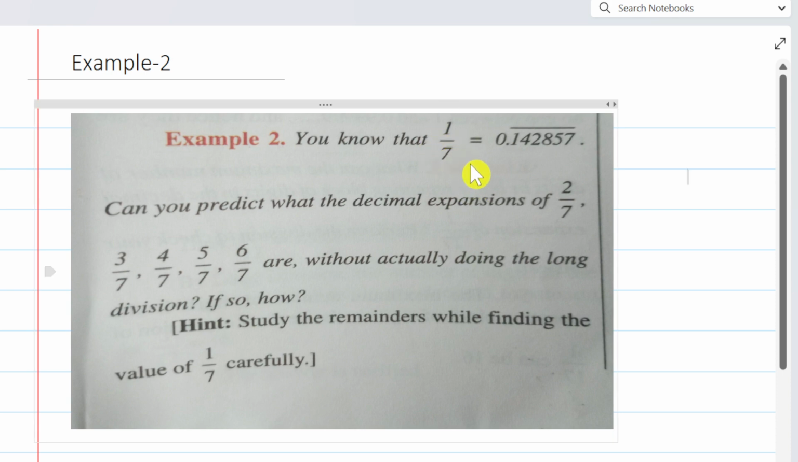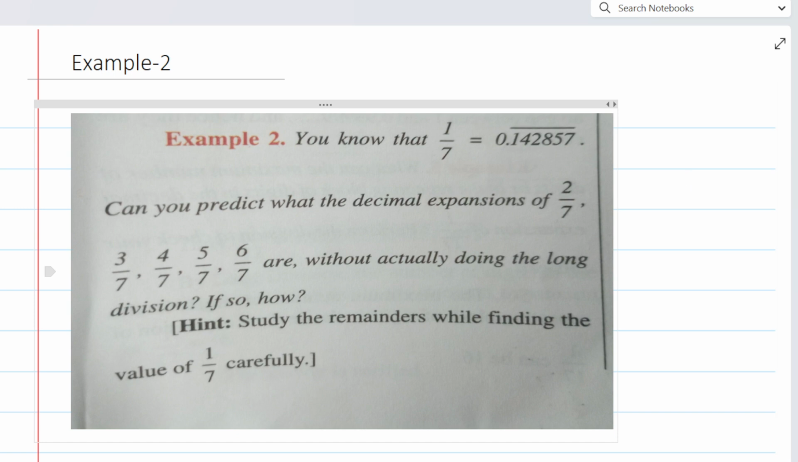If we divide 1 by 7, you'll get 0.142857, with a bar over it. What is the meaning of this? That means after this, again, you'll get repetition of the same numbers. That means you'll get 142857 again after this. Again after this, you'll get 142857. If you keep on dividing, again one more 142857.